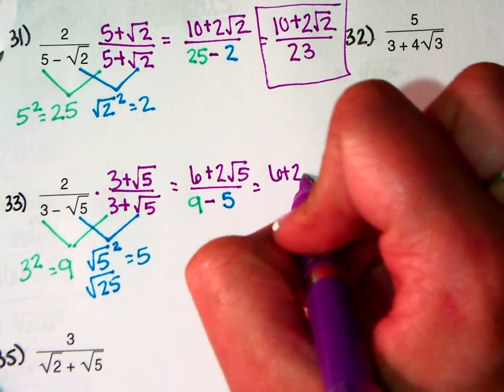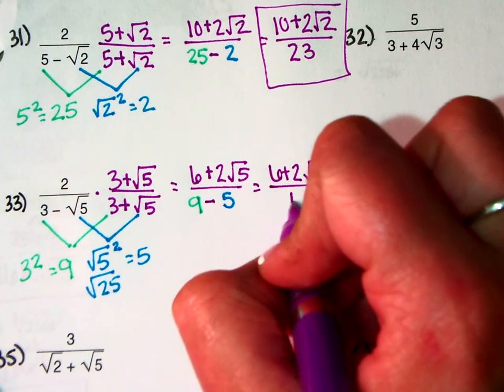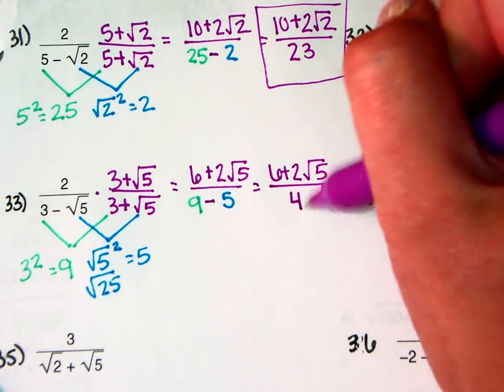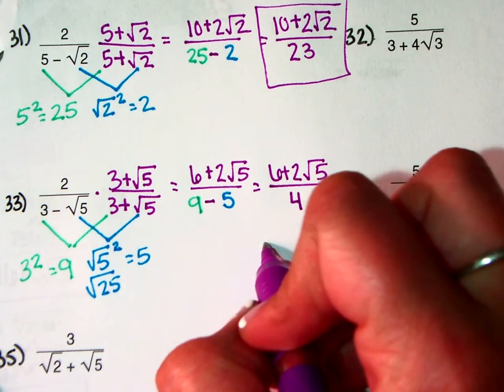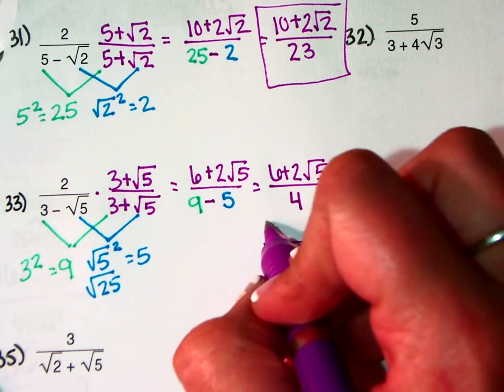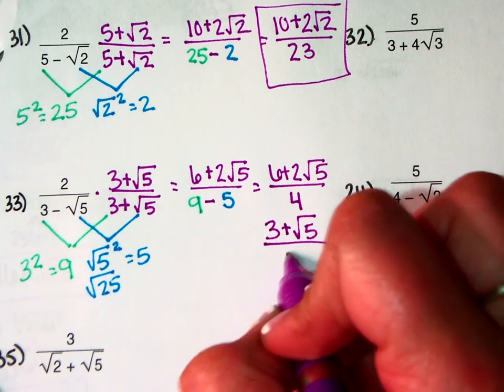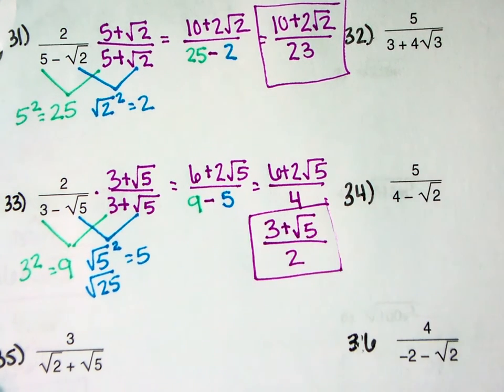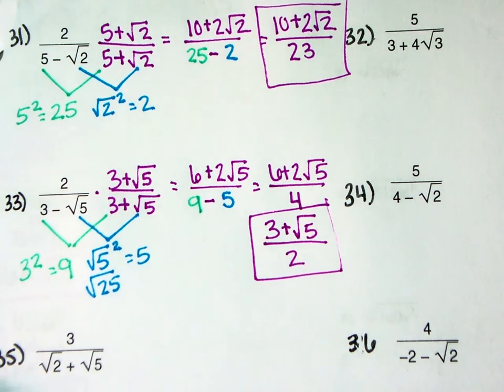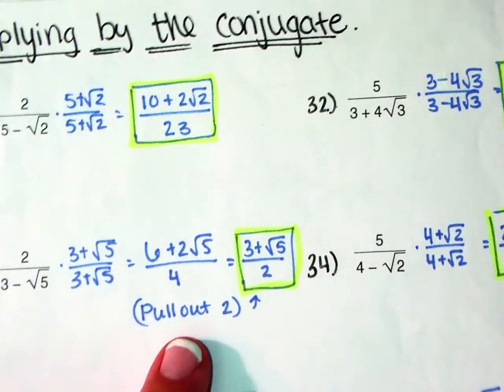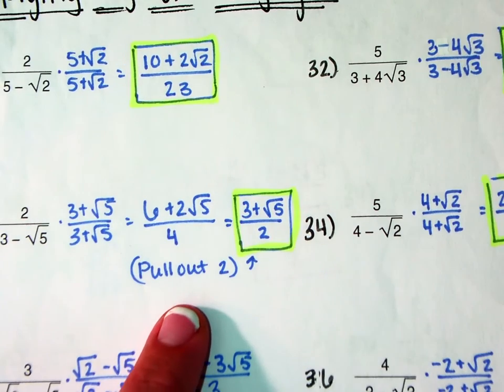6 plus 2 square roots of 5 over 4. Looking at all these terms, I can pull a 2. 2 is my GCF. So 6 divided by 2 is 3. 2 divided by 2 is 1. 4 divided by 2 is 2. And that's how you simplify. We pull a 2 out here. On the answer key, which is online, I wrote down the value that I pulled out. I just didn't show it.